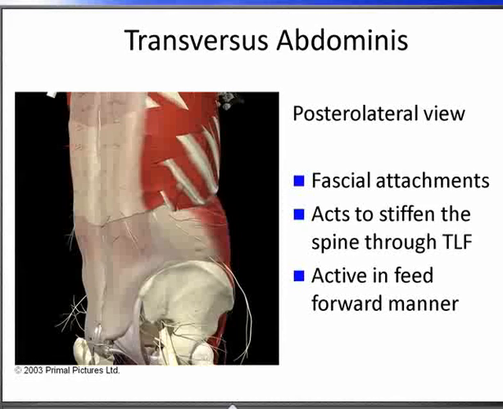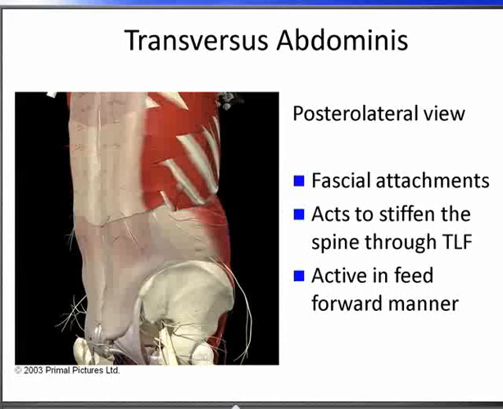When we look at it from a posterior lateral view, we can see the fascial connections. With contraction of the transversus abdominis, it acts to stiffen the spine through the thoracolumbar fascia. So because it connects with the thoracolumbar fascia, it helps to improve stiffness of the lumbar spine.